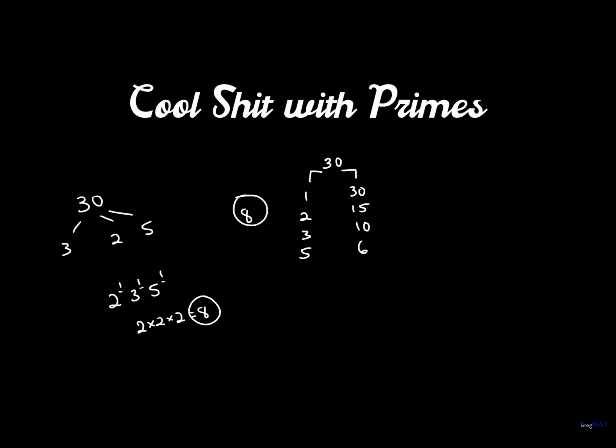Okay, let's do a more challenging one. How about this one? 360. Now this number, if you try to do the 2-column method, you're going to find that it's very, very difficult. It gets very long and very tedious. So what I want you to do is break 360 into its prime numbers and do this trick here. How many total factors are in 360? All right, I'll give you guys 2 minutes here.